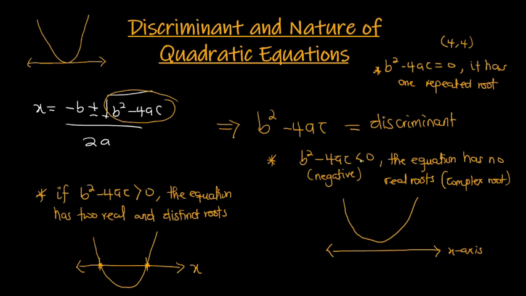If it is less than 0 or is negative, it does not cut the x-axis at all, and so forth. It has no real root or it has a complex root. If it is equal to 0, it means that it has one repeated root.